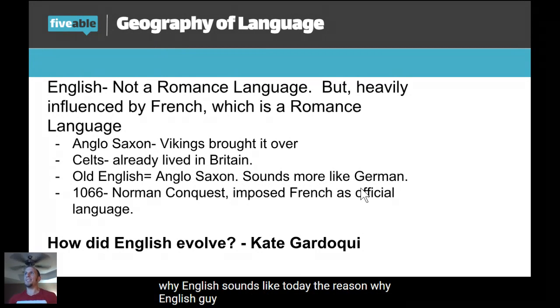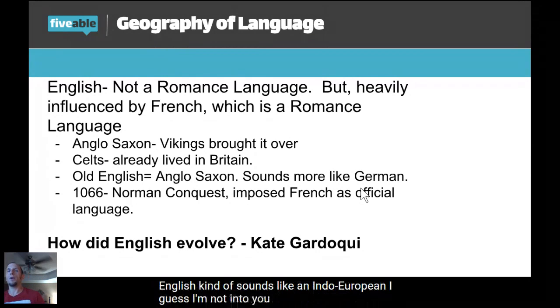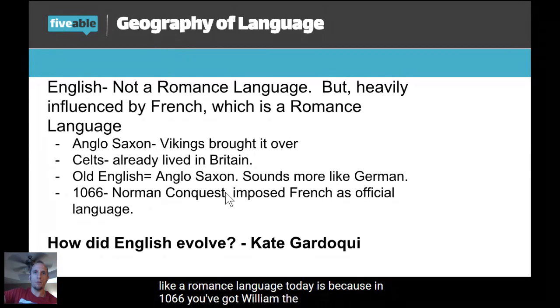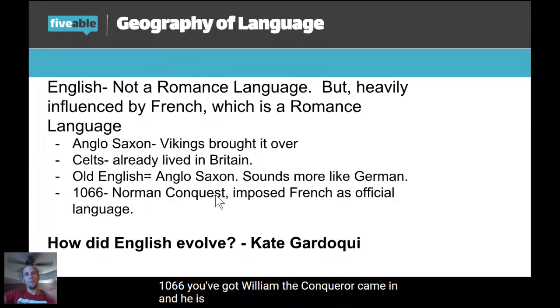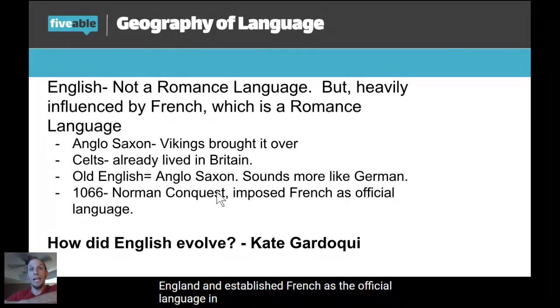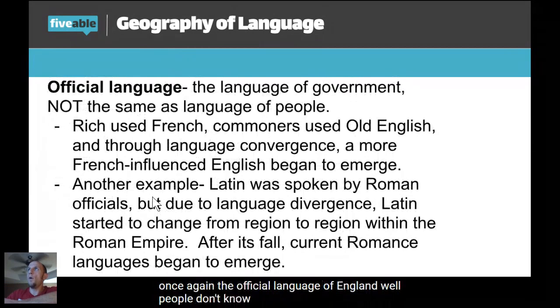The reason why English sounds like a Romance language today is because in 1066, William the Conqueror, William of Normandy, actually conquered the island of Great Britain. He conquered England and established French as the official language in England. All right, so for several hundred years, somewhere around the 1200s is when English became once again the official language of England.